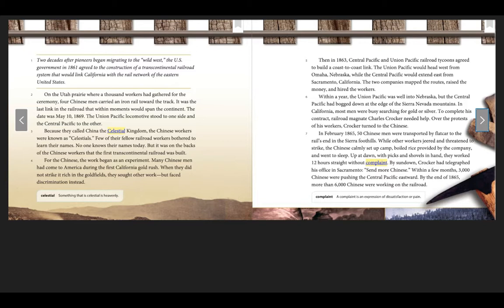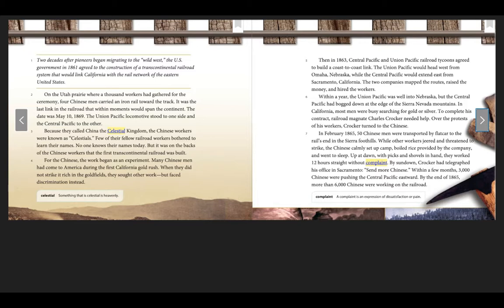On the Utah prairie, where 1,000 workers had gathered for the ceremony, four Chinese men carried an iron rail toward the track. It was the last link in the railroad that within moments would span the continent. The date was May 10, 1869. The Union Pacific locomotive stood to one side and the Central Pacific to the other.